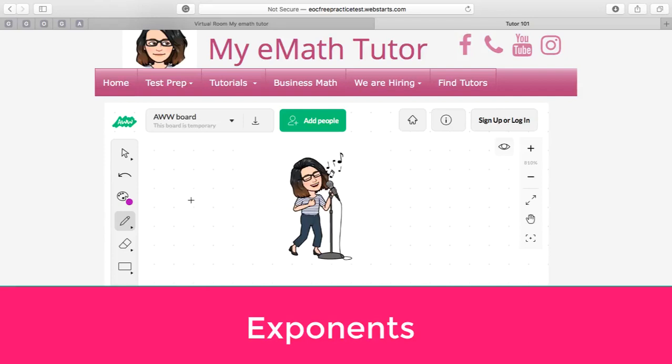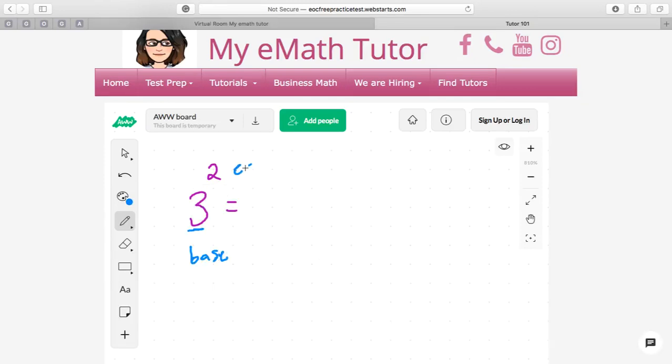Talk about exponents. So let's say that you have 3 squared. This number is going to be the base, and this number is going to be the exponent. Basically, the exponent is telling the base, hey, duplicate for me 2 times. So the base goes, okay, 3 times 3. So 3 squared is the same as 3 times 3, which is equal to 9.